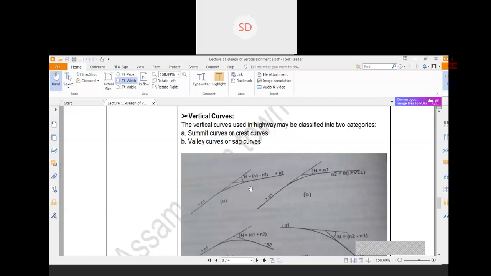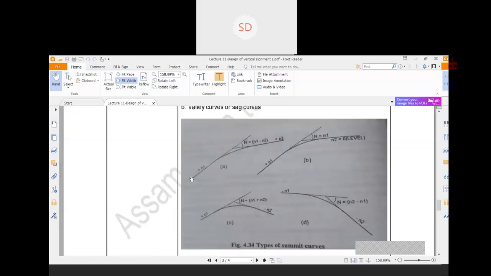Suppose for example A, okay, in the picture a positive gradient of plus n1 and another positive gradient of plus n2 will meet each other. So in that case, you need to accommodate the vehicle from n1 to n2. So for this reason, you have to draw a vertical curve. Okay, so basically this is your vertical curve.